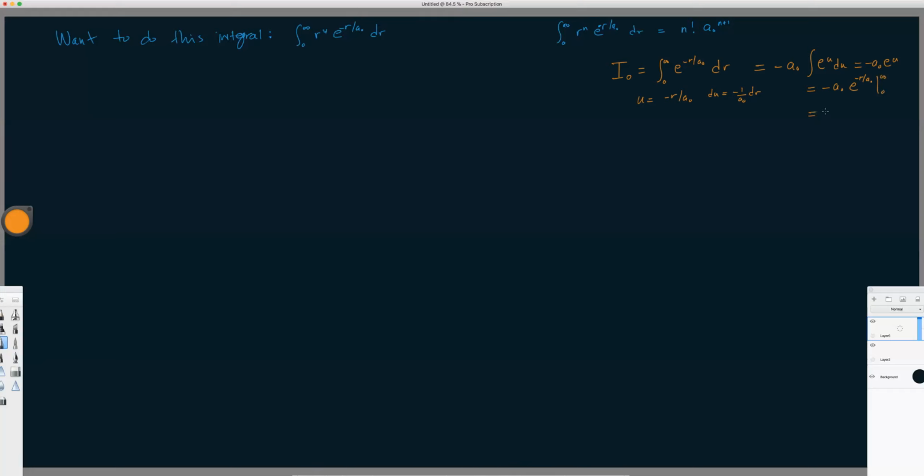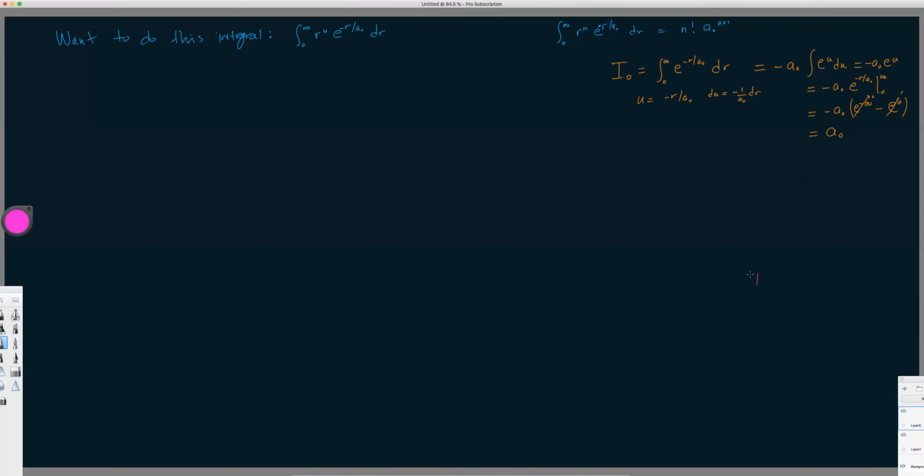And this gives us minus a naught, and then e to the minus infinity minus e to the 0. E to the minus infinity is 0, and e to the 0 is 1, sorry. So this becomes minus 1. So we get altogether a0 is the answer for this. And I'm going to keep track of that in a little table, a little pink table. I'm going to move this out of the way.